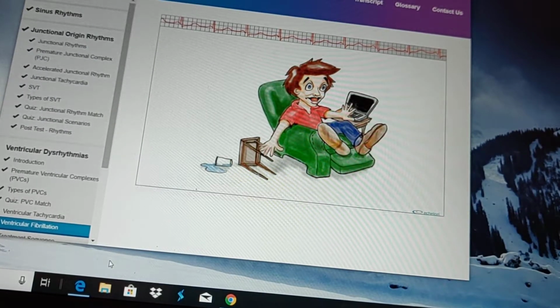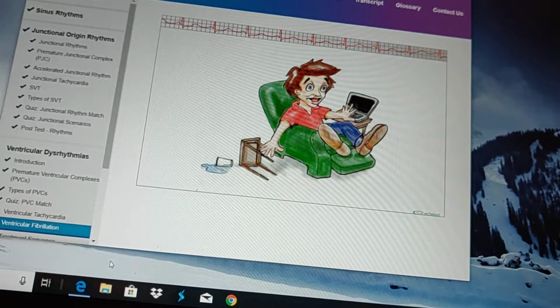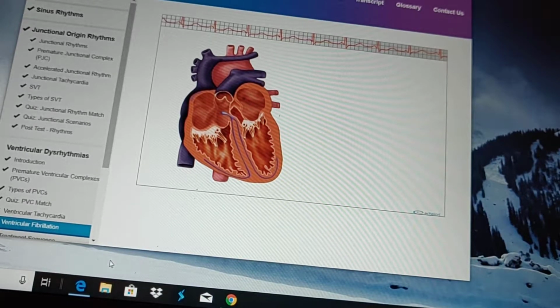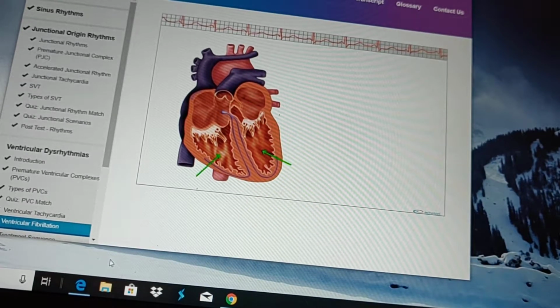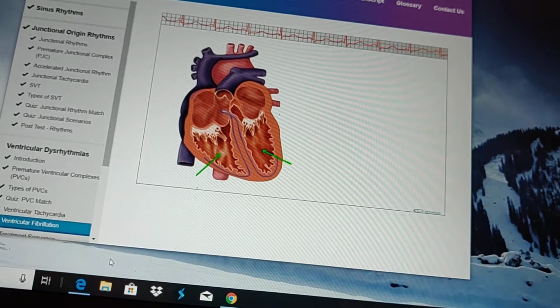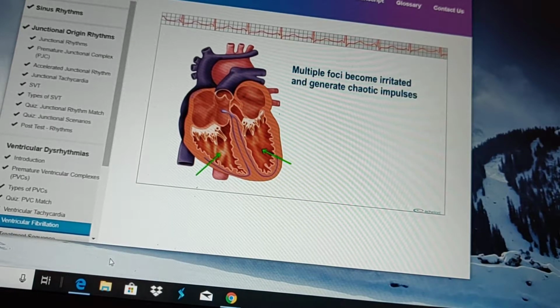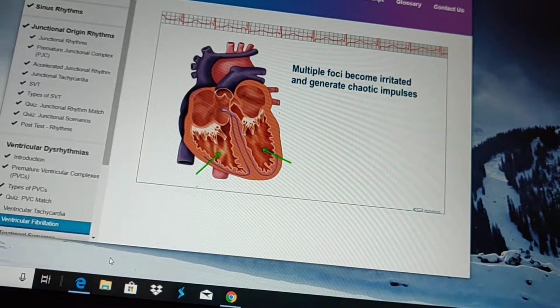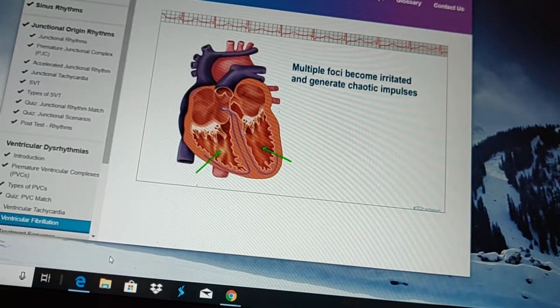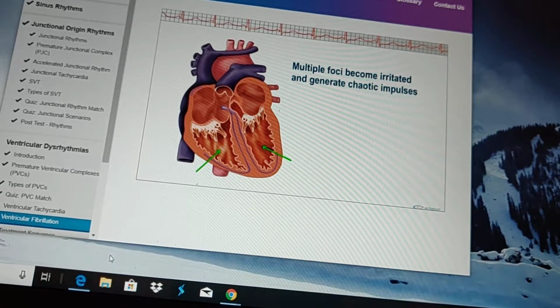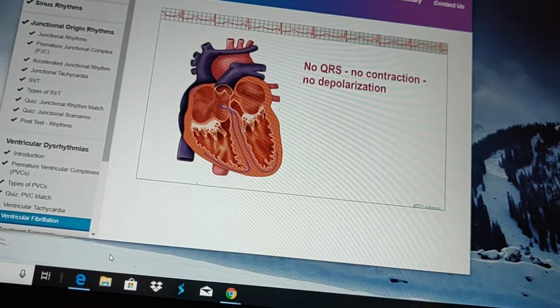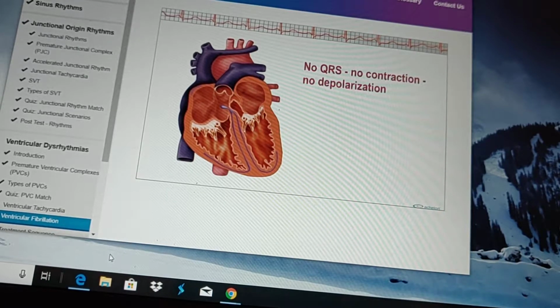Remember how atrial fibrillation creates a chaotic rhythm originating in the atria? Well, ventricular fibrillation, or VFib, generates the same kind of disorganized rhythm in the ventricles. Multiple foci in the ventricle become irritated and generate uncoordinated, chaotic impulses that can cause the heart to fibrillate instead of contract, and there is no QRS, no contraction, and no depolarization.